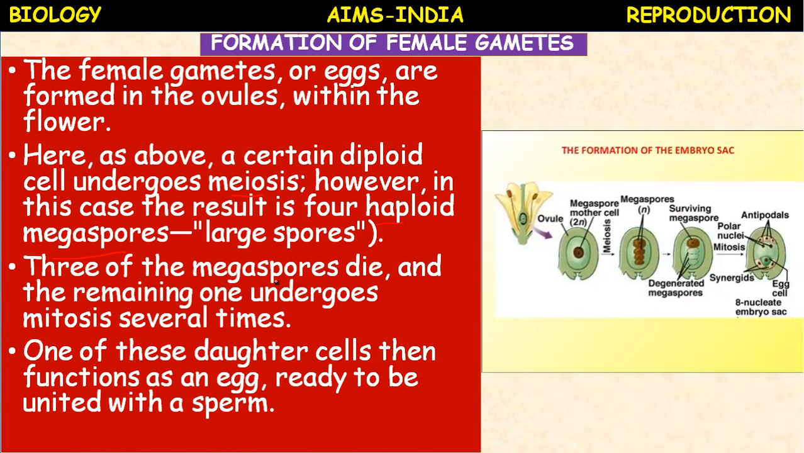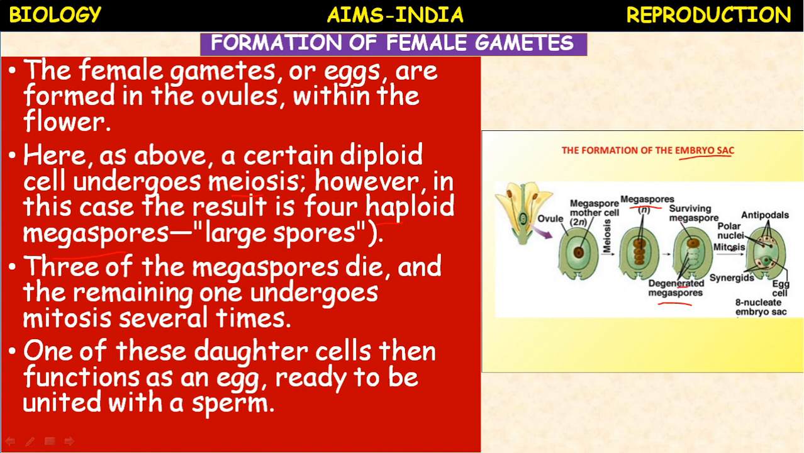If you go through the formation of the embryo sac, or the female gamete, it is called the embryo sac. It actually consists of a set of 8 cells. Inside the ovary, ovules are present. Inside the ovule, the megaspore mother cell undergoes meiosis and produces 4 haploid megaspores, n. Here 2n represents the diploid. Then out of these 4, how many disappear?